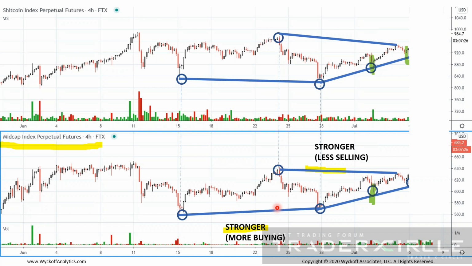What do we want to see now? We want to know if there is some selling in the market. So let's link together two consecutive highs, and then let's compare the slopes again. The line on the mid cap is almost flat. The line on the shitcoin index is downsloping. There is more selling pressure here. So the second asset has more buyers and less sellers.